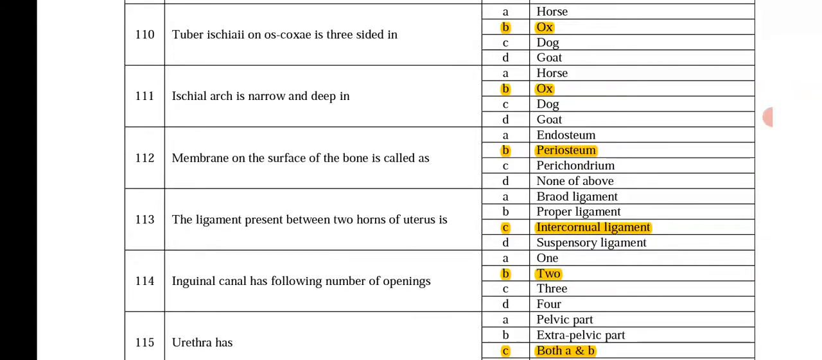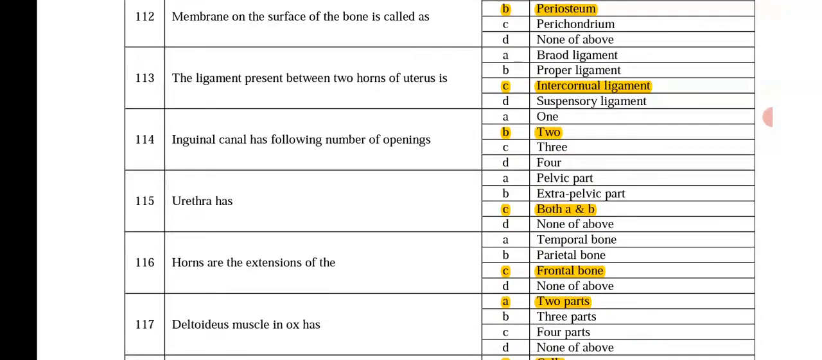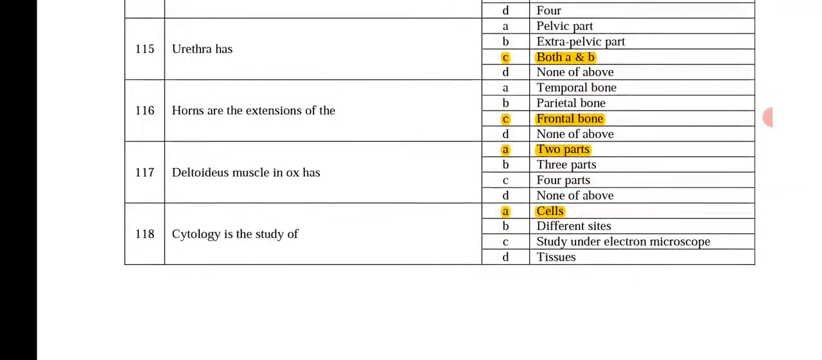Inguinal canal has the following number of openings: 2. Urethra has both A and B, pelvic part and extra pelvic part. Horns are the extensions of frontal bone. Deltoideus muscle in the ox has 2 parts.